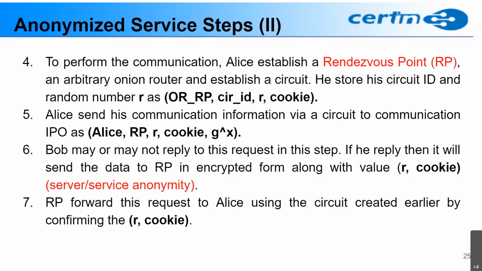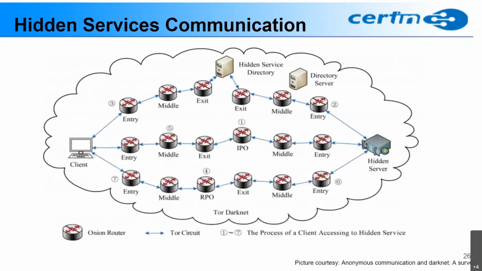This was established between the sender and the rendezvous point. As you can see, communication number 4 means a client establishes a circuit between the RPO and itself. And in point number 3, the client obtains the IP addresses of the website from the hidden service directory. Yeah, this one.